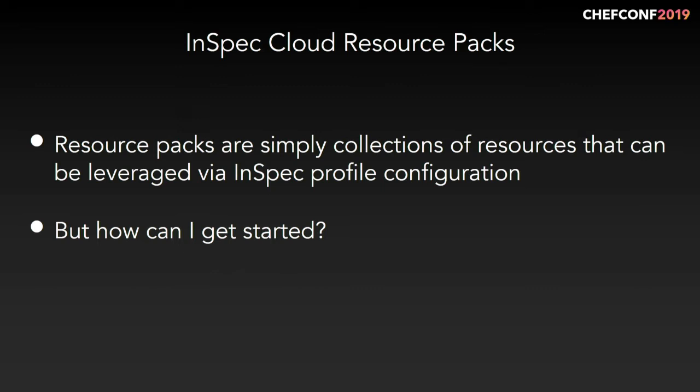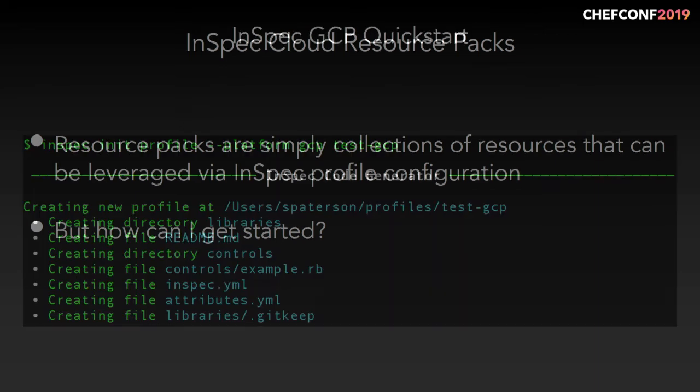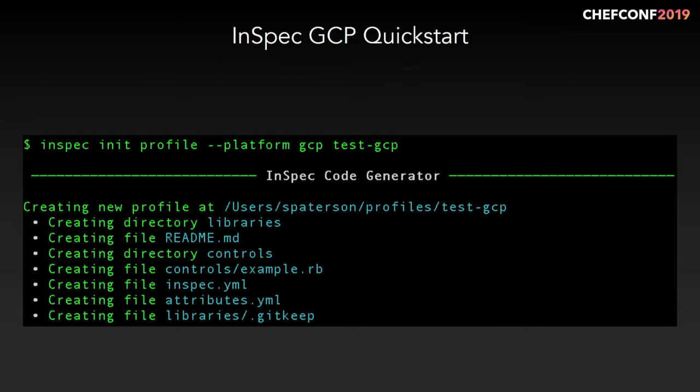If you wanted tomorrow to pick up and run with InSpec on GCP, what do you do? Well, there's not an app for that, but there's a command for that. It's InSpec init profile. You give it the platform name, and you give your profile a name, and then it generates all sorts of stuff. There's a libraries directory for your custom libraries that may help you do things that are tailored to your setup. There's an example control that I'll show you in a second. And then there's an InSpec YAML file, which is where the dependency on the resource pack is explicitly declared.